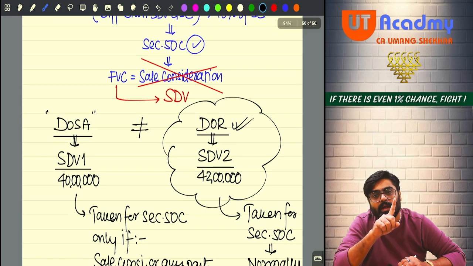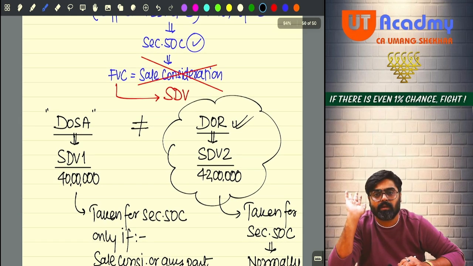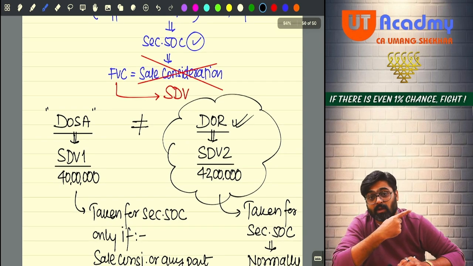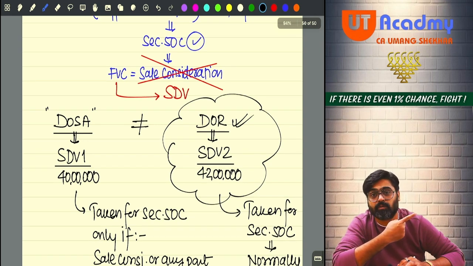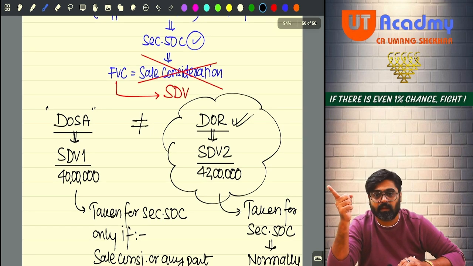Stamp duty value as on the date of registration. Will you remember? This same concept will be there later on when we will be doing the gift provisions under IFRS. I will tell you that this concept I have already done in section 50C. At that time you have to recollect this part. Will you remember this? Sure.